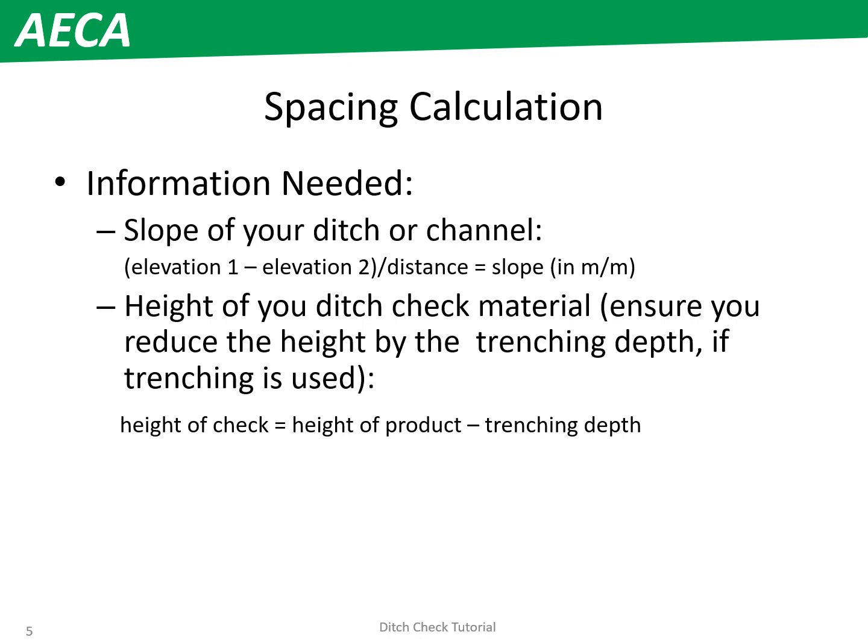For manufactured products, you can refer to the manufacturer's specifications for the height as well as for installation procedures. If you plan to trench in your ditch check, you'll need to reduce the height of the check by the depth that is trenched in. For example, if a 0.4 meter tall rock ditch check is trenched in by 0.1 meters, you would use a height of 0.3 meters for your ditch check calculation.